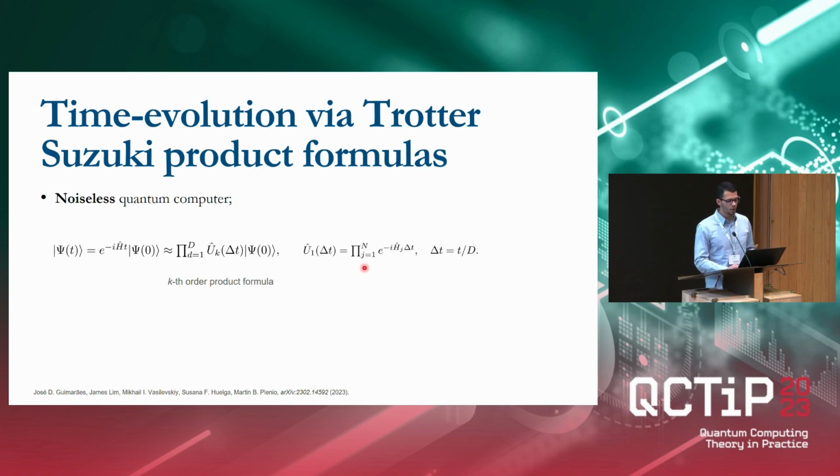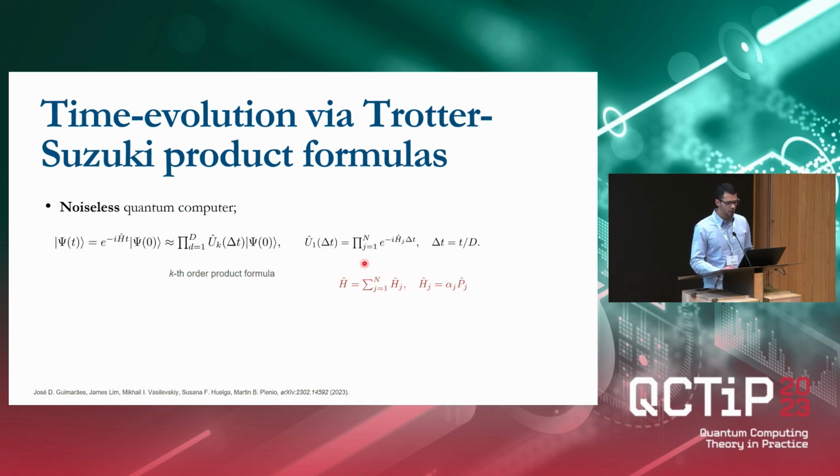A first order product formula is shown here. This is the usual, well-known form, where we decompose the Hamiltonian as a sum of terms, where each term is given by a Pauli string times some real coefficient alpha j. Now, in a noiseless quantum computer, the output state is a pure state, right? But right now, we have at our disposal noisy quantum computers.